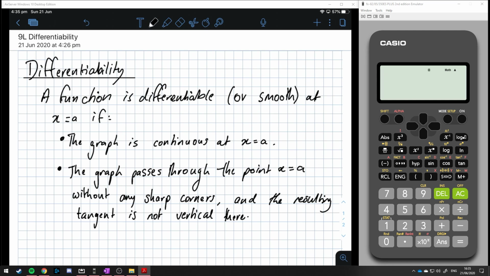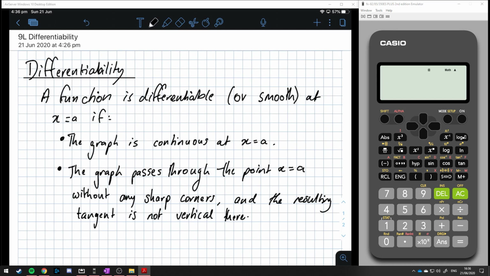Okay, so differentiability, the last little exercise of this topic. A function is differentiable, or smooth, at x is equal to a if it satisfies two conditions at that point. That is, the function is continuous at the point x is equal to a, or the graph passes through the point where x is equal to a without any sharp corner, and the resulting tangent is not vertical there.